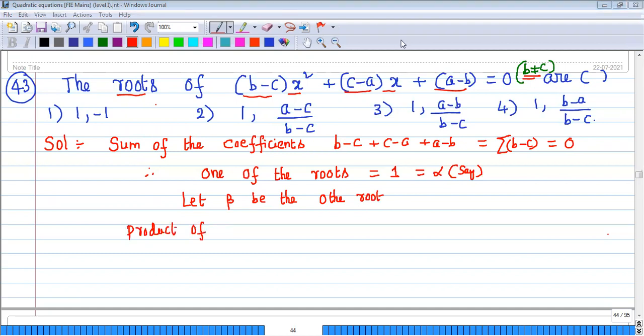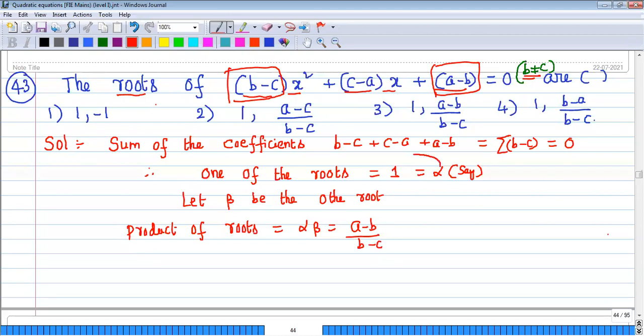The product of the roots is alpha beta, equal to the constant term a minus b upon the coefficient of x square, that is b minus c. We know alpha is equal to 1. If you substitute alpha equal to 1, obviously the second root becomes beta is equal to a minus b by b minus c. So therefore the roots are 1 and a minus b by b minus c.